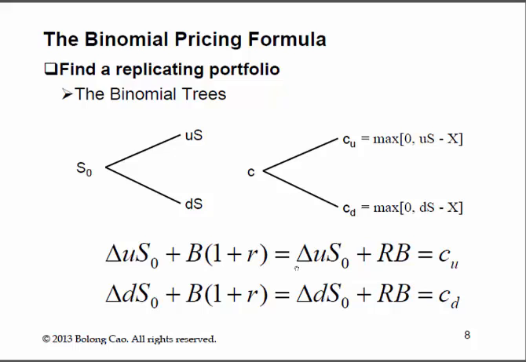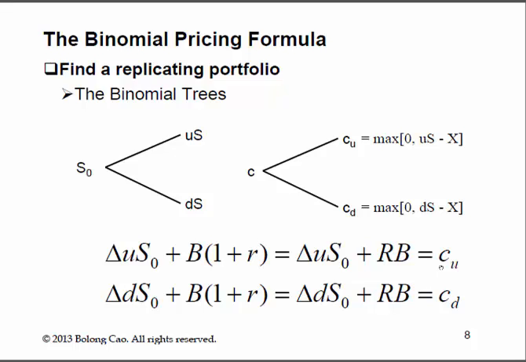For the replicating portfolio, we want delta times U S0, that's the upstate underlying price, plus the borrowed money compounded at the risk-free rate to give us the payoff for the call option in the up state. And then in the down state, again, it's delta times the down state underlying price plus the borrowed amount compounded at the risk-free rate. This gives us the down state call payoff.